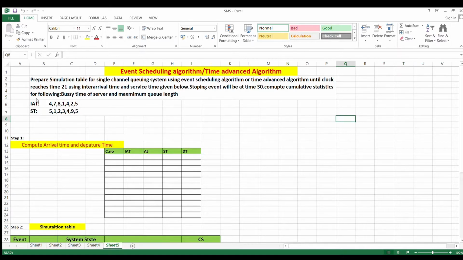Interval time is given in the question. Service time is given in the question. Now the first step to solve the problem is to compute the arrival time and departure time from the inter-arrival time and service time. First find out how many customers are there in the system. Total number of inter-arrival times plus one customer. Total 8 customers. So I will write 8 customers.